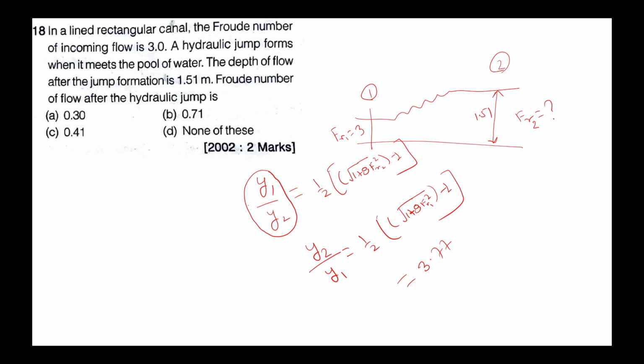So when you will put, that is your y2 divided by y1 ratio 3.77. So y1 y2 ratio is 3.77. So now you can put here 3.77 equal to 1 by 2 root of 1 plus 8 into Fr2 square minus 1. So it will come Fr2 your 0.41. So option C is correct for that.